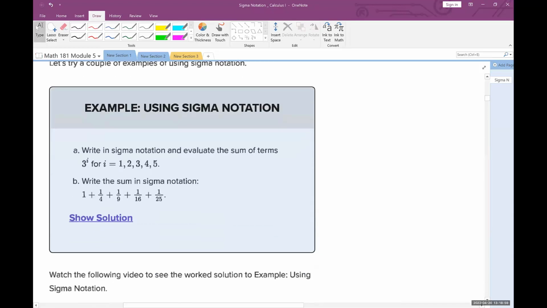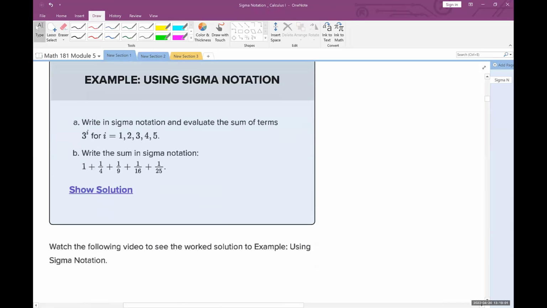Okay, so let's do some examples here. Write the sigma notation and evaluate the sum of the terms 3 to the I for I equals 1, 2, 3, 4, 5. When I read this, it looks to me like it's saying the sum as I goes from 1 to 5 of 3 to the I power.